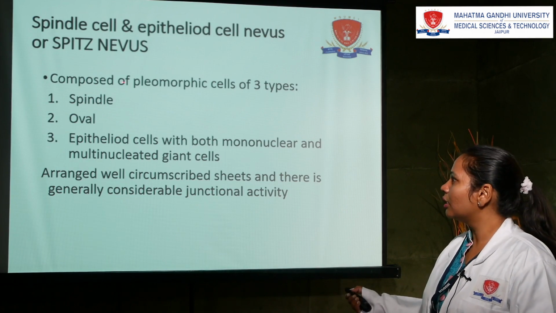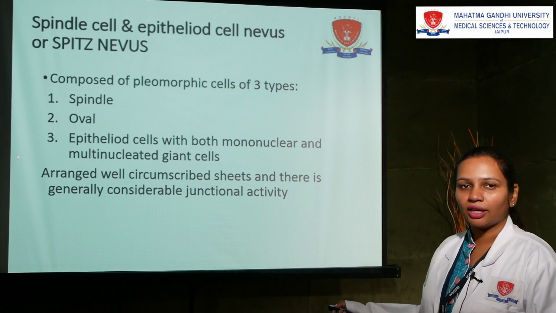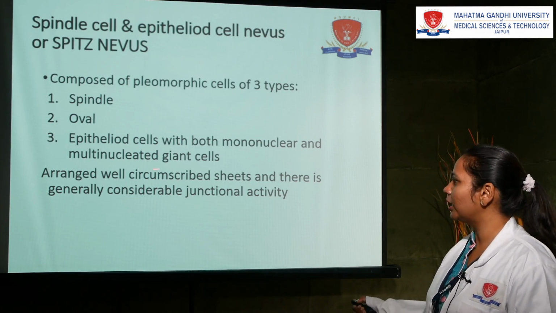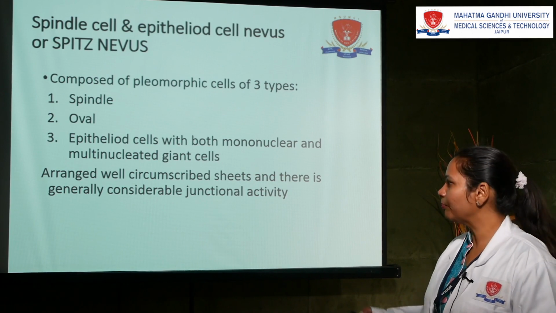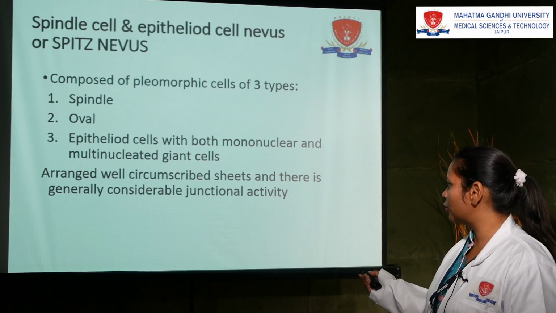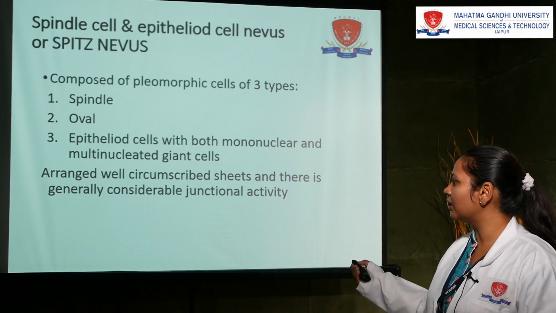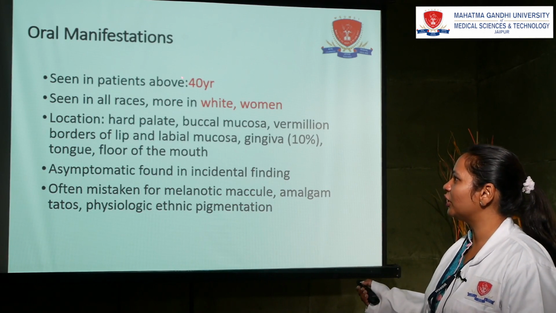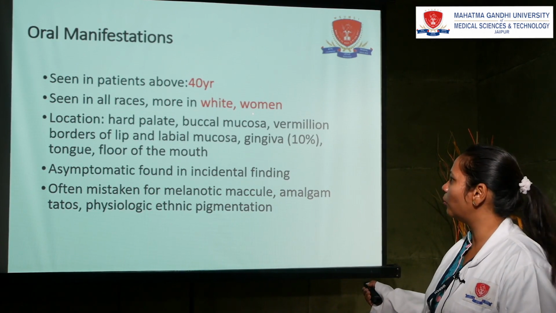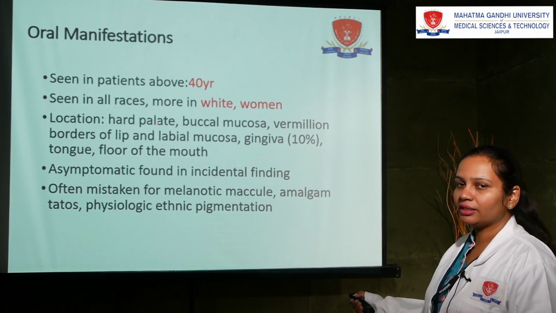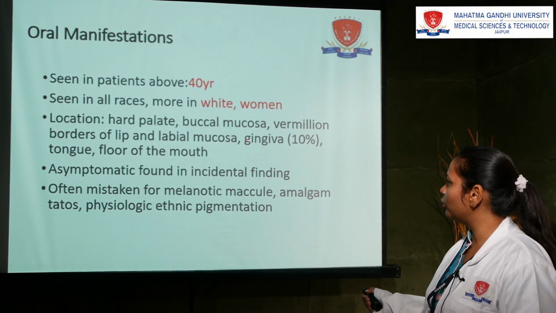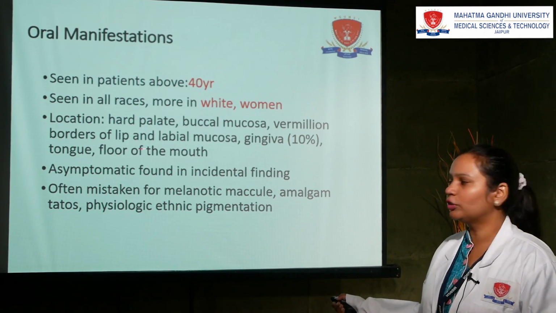Spitz nevus is composed of pleomorphic cells of three types: spindle, oval or epithelioid cells, with both mononuclear and multinucleated giant cells, arranged in well circumscribed sheets, and there is generally considerable junctional activity. Oral manifestations are seen in patients above 40 years of age, in all races, and more commonly in whites and women. The hard palate is the most common location, followed by buccal mucosa, vermilion border of lip, labial mucosa, gingiva, tongue and floor of the mouth.